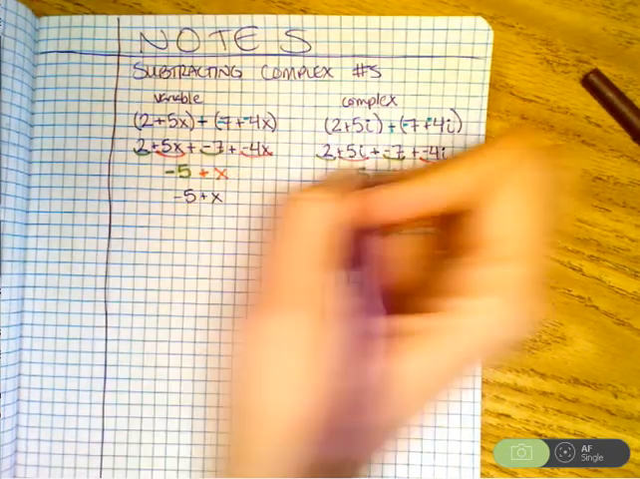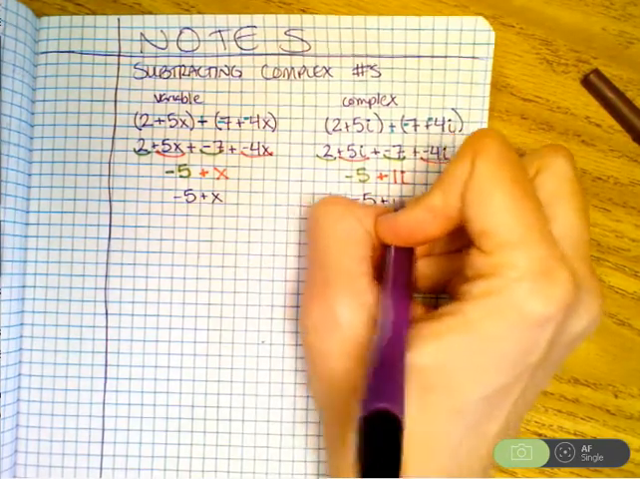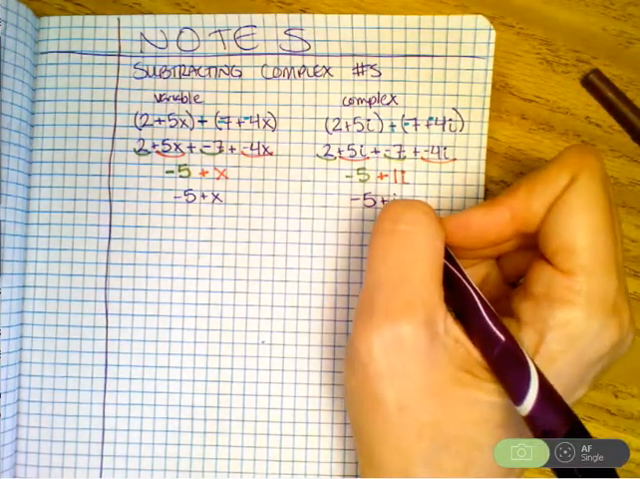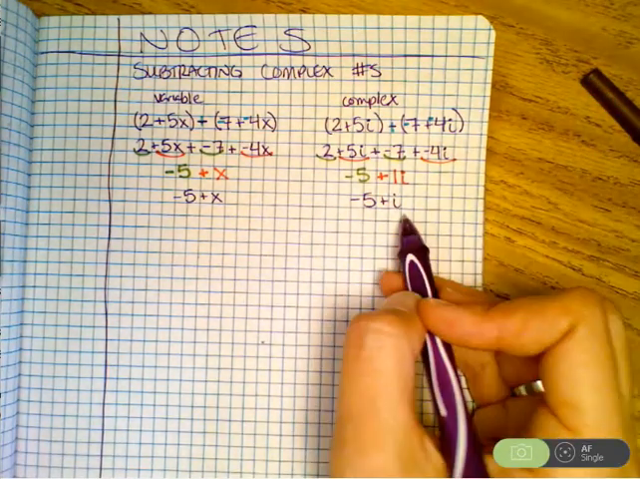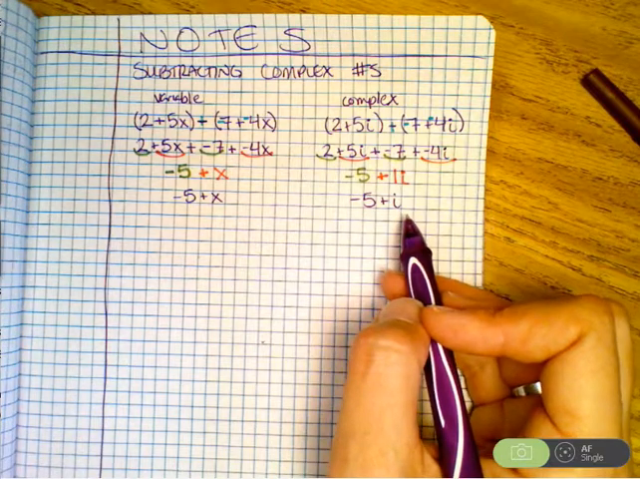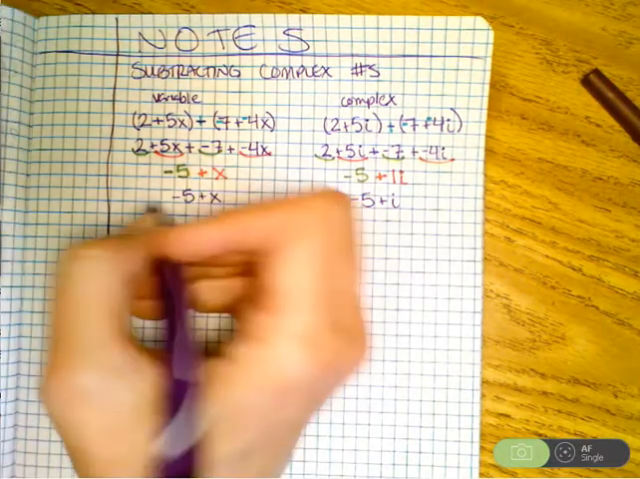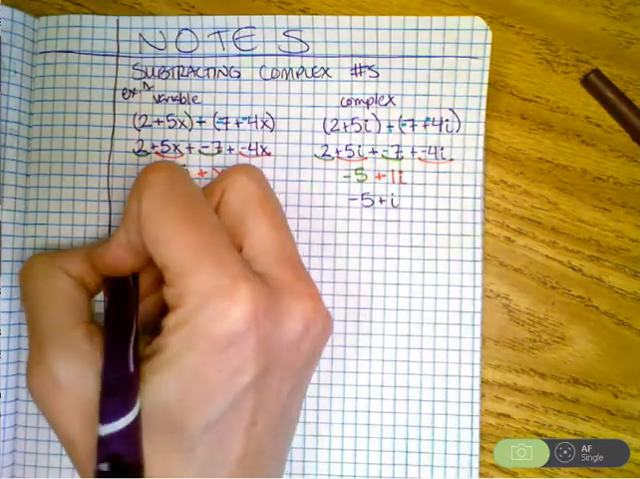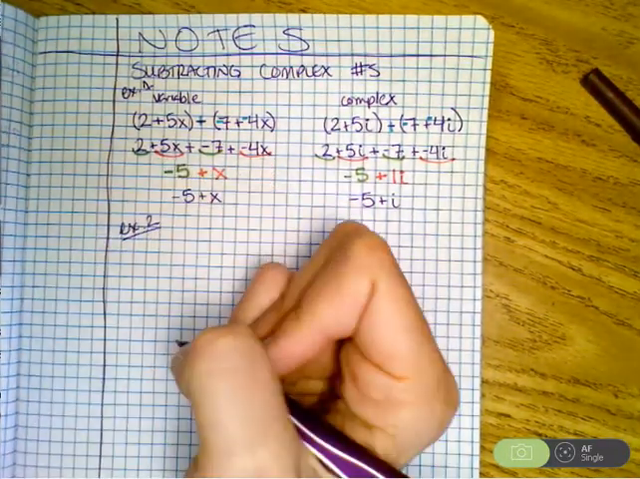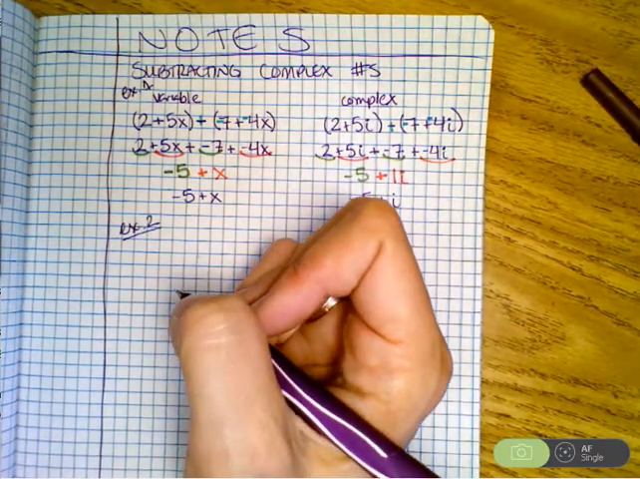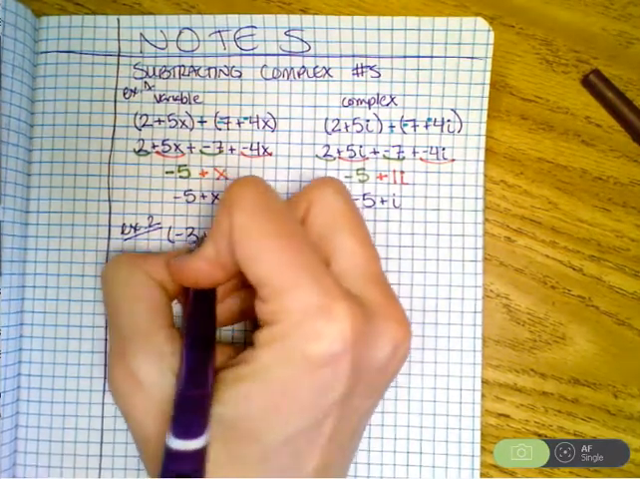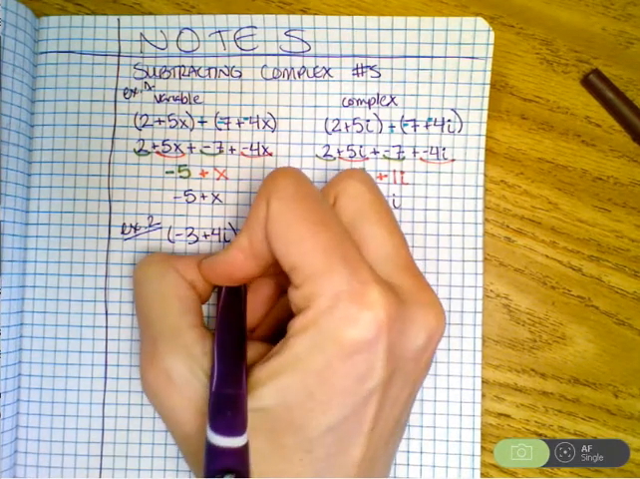So again, you can see our answers look really similar. This is negative 5 plus x. This is negative 5 plus i. Almost the same thing. We just are replacing our variables with those i's now, which represent complex numbers. Let me do one more example of subtraction just so you can see. So this would be example 1. This would be example 2. So another example of subtraction.